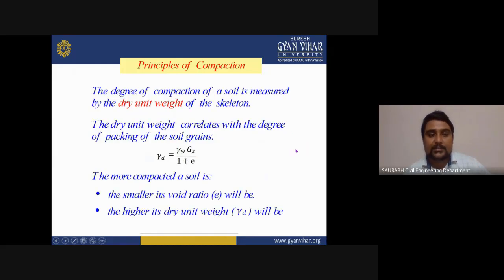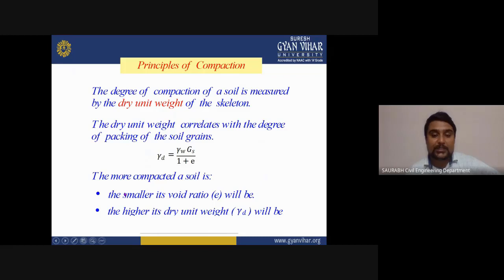There is also the principle of compaction, which says the degree of compaction of soil, measured by the dry unit weight, correlates with the degree of packing of the soil grains, and is equal to gamma d equals gamma w Gs over 1 plus e, where you can see this is the bulk density, this is your specific gravity, and this is your void ratio.